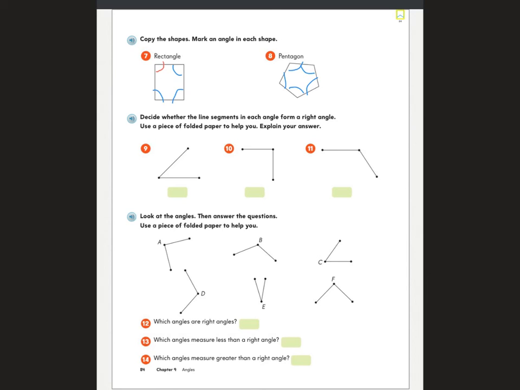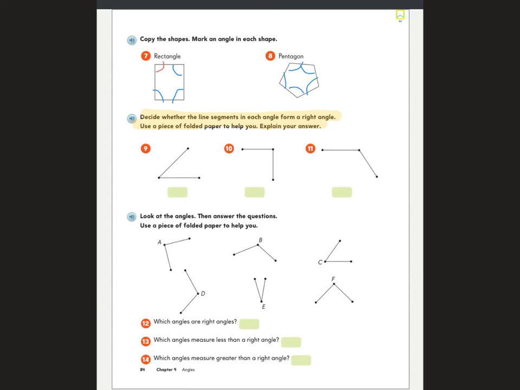Remember that folded piece of paper you used earlier in our lesson? You can use that to help you now. Our directions say that we should decide whether the line segments in each angle form a right angle. Remember, a right angle is that perfect corner, or 90 degrees. Here it says you can use your piece of folded paper to help you. Once you decide if the angle below is a right angle, explain how you know. Pause the video now and try this on your own in your math notebook.